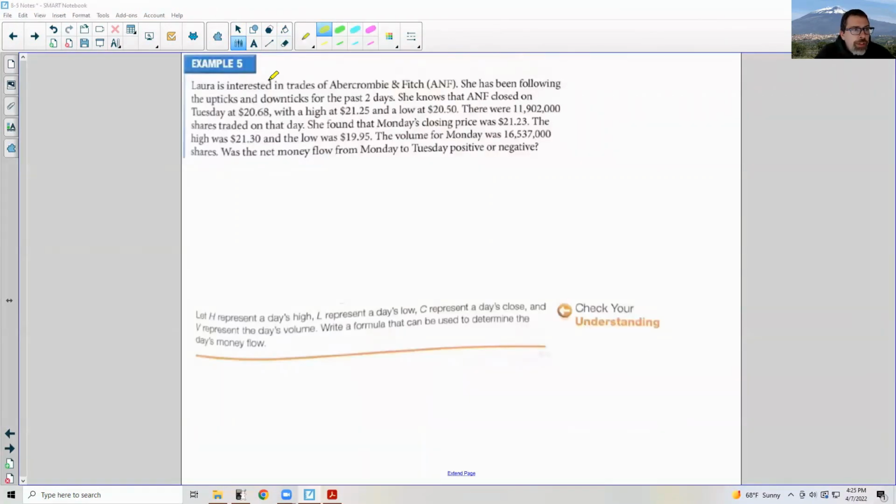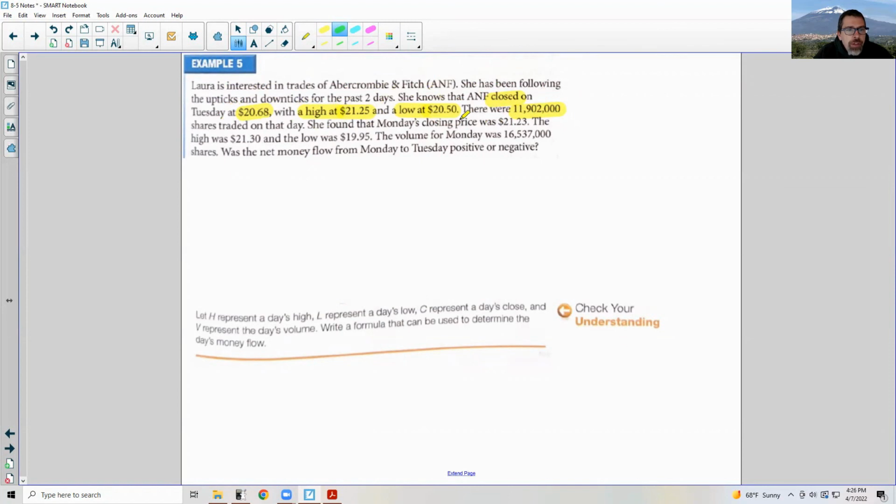Okay, example 5 says Laura is interested in trades of Abercrombie and Fitch, ANF. She has been following the upticks and downticks for the past 2 days. She knows that ANF closed on Tuesday at $20.68. The high was $21.25 and the low was $20.50. Okay, so we got a close, we have a high and we have a low. And then there were 11,902,000 trades or shares sold on that day, or traded on that day, bought or sold or both.